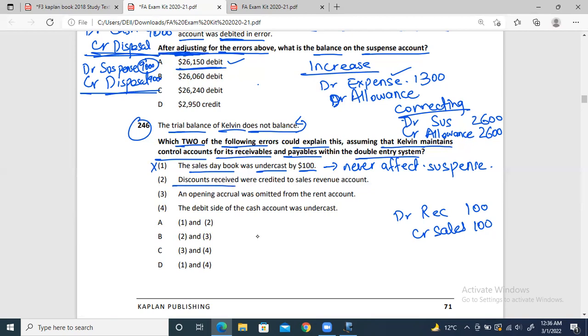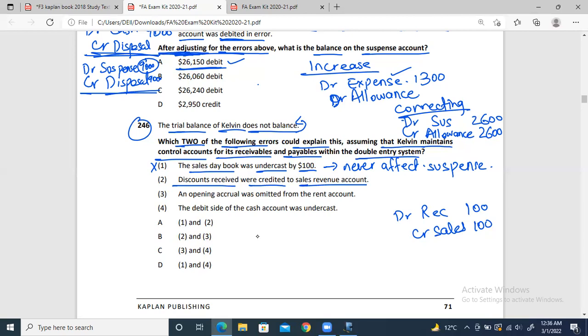Discount received was credited to the sales revenue account. Now, discount received is actually also credited in its own account, because it's income, right? Discount allowed is an expense, discount received is income. So even if it is written in the wrong account, it is an error of commission, because the nature is the same. Discount received is connected with payables and discount allowed with receivables. Think about the nature, because we have studied the trial balance in terms of nature and the wrong account. So what is the nature?